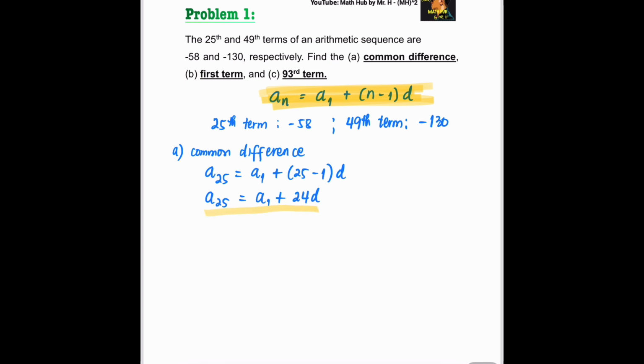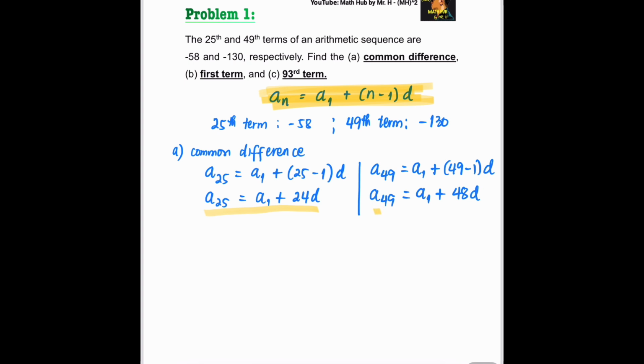All right, and now we move on to the 49th term, which is negative 130. We're going to be applying the same formula. So it will be a sub 49 equals a sub 1 plus 49 minus 1 times d. Then we carry on simplifying the right-hand side. So a sub 49 is equal to a sub 1 plus 49 minus 1 is 48, times d is 48d.